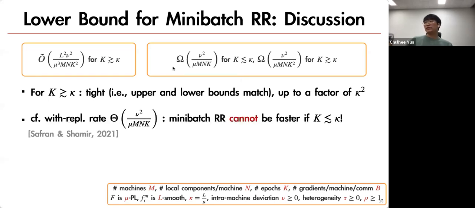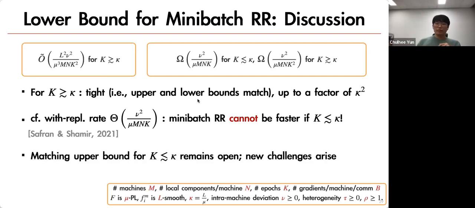And there's one interesting observation for the small epoch regime. It is known that for the with-replacement setting, the optimal rate for minibatch SGD is mu squared over mu m and k. So we can notice that this optimal upper and lower bound is equal to the lower bound of without-replacement sampling in the small epoch regime. So this implies that at least in the small epoch regime, there's no hope for without-replacement minibatch random reshuffling to converge strictly faster than the with-replacement counterpart.